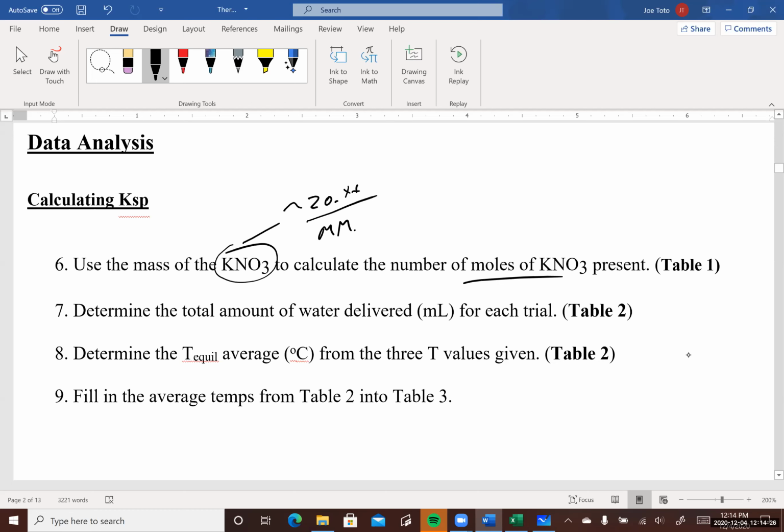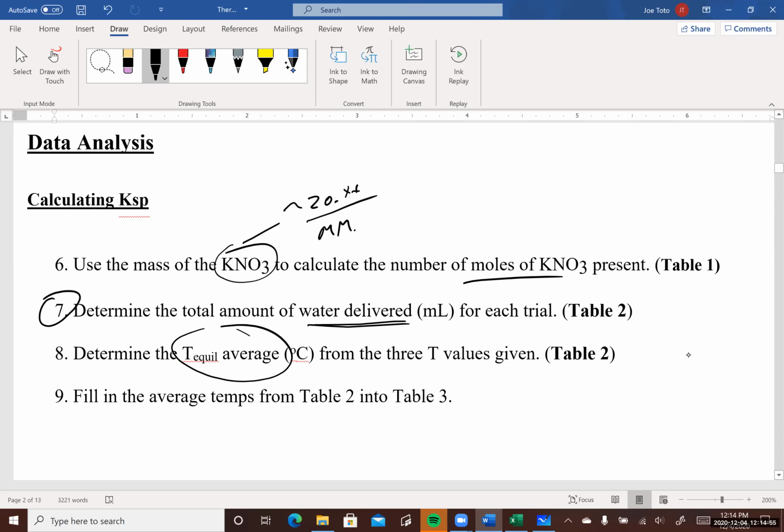And essentially for this number 7, all you need to do is take the final burette reading and subtract the initial, and that gives you the amount of water delivered. So you can calculate that, put it in the table. Then you're going to take the average of the saturation temperatures and put that also in the table.